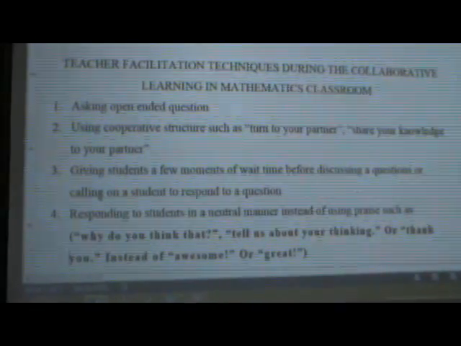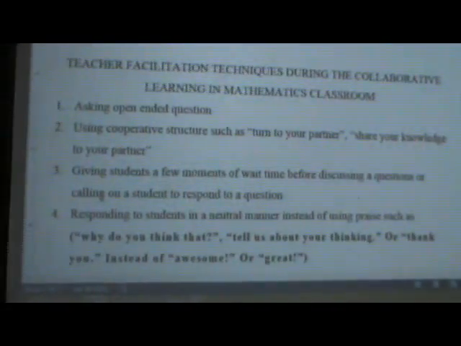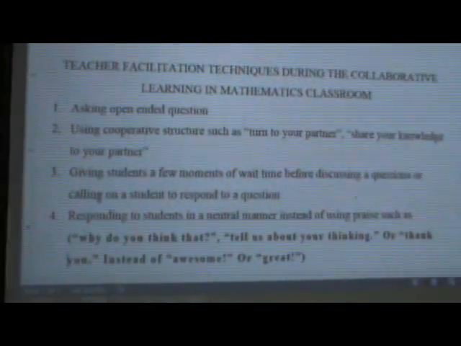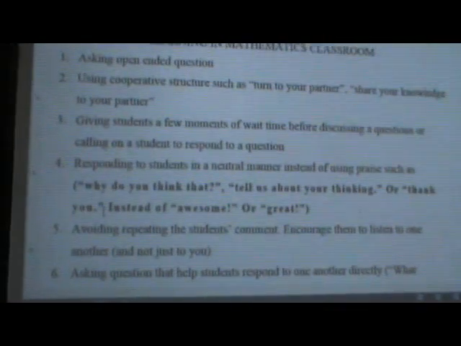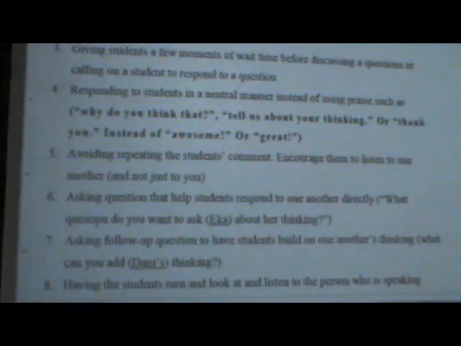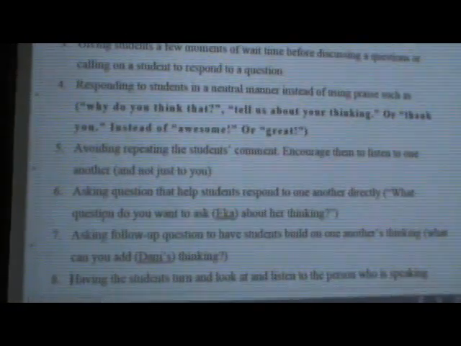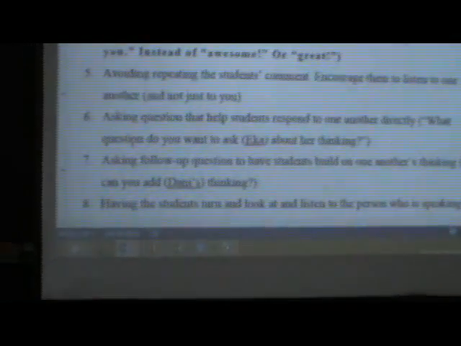Teacher facilitation techniques during the collaborative learning in this research are as follows. The first, asking open-ended questions. The second, using cooperative structures such as turn to your partner and share your knowledge with your partner. The third, giving students a few moments of wait time before discussing a question or calling on a student to respond. The fourth, responding to students in a neutral manner instead of using praise, such as, why do you think that? Tell us about your thinking. Thank you. Instead of awesome or great. The fifth, avoiding repeating the student's comment.